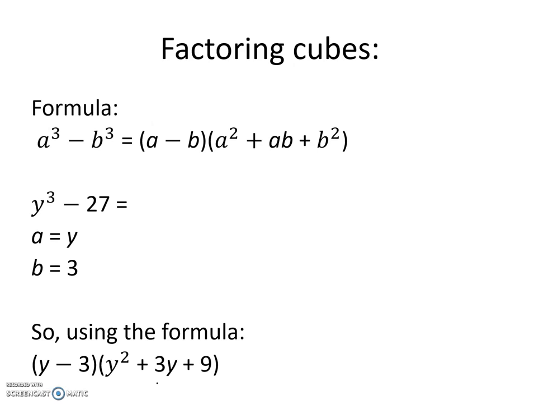Again, factoring cubes, we have a cubed minus b cubed, and there's a formula for that, and it's a minus b, the quantity, times a squared plus ab plus b squared. So if we look at the example, y cubed minus 27, a equals y and b equals 3, so plugging that into our formula, we get y minus 3 times y squared plus 3y plus 9.